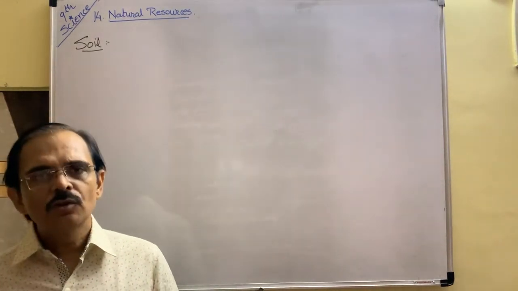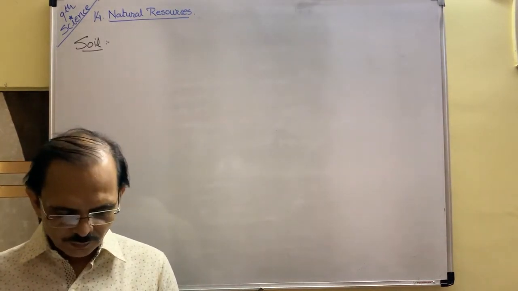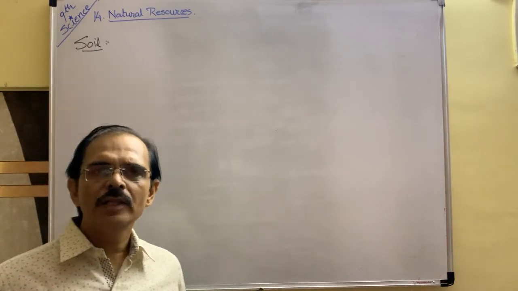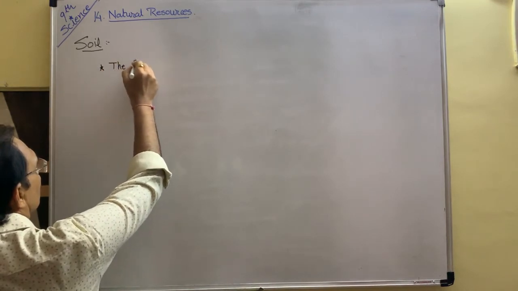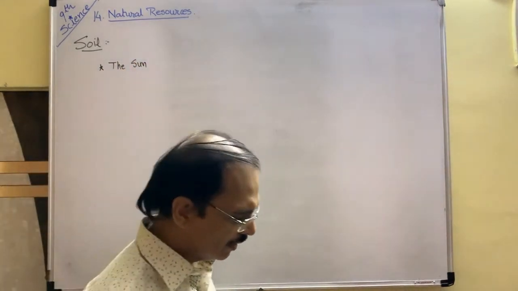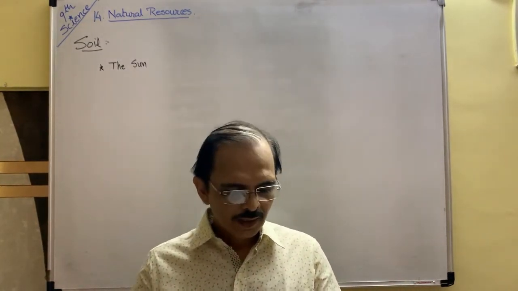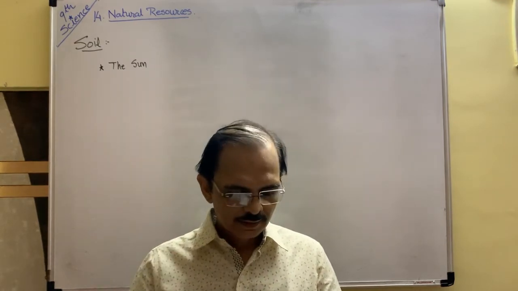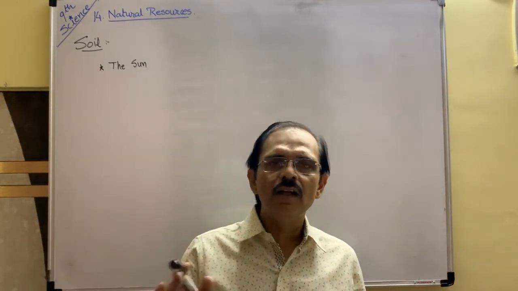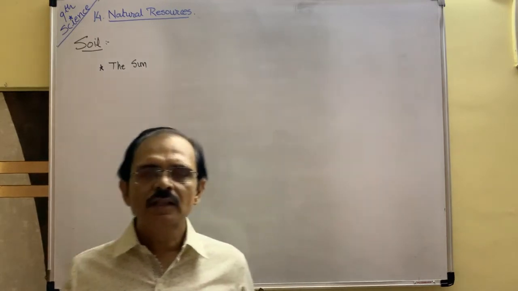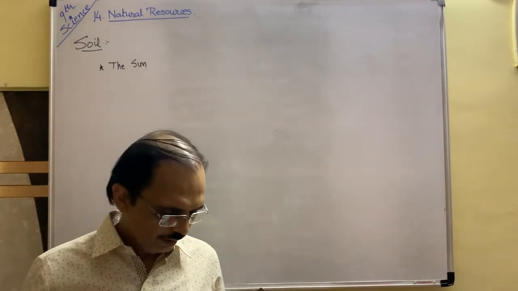So in your textbook on page number 195, the topic is already given: which factors are responsible in the formation of soil. So the first is the sun. As we discussed, because of the sun, what happens? It heats up the rock during the day so that it expands. And at night it cools down and contracts. So all parts of the rock do not expand evenly. So this is uneven expansion and uneven contraction. Because of this, rocks break down from certain regions and form soil.